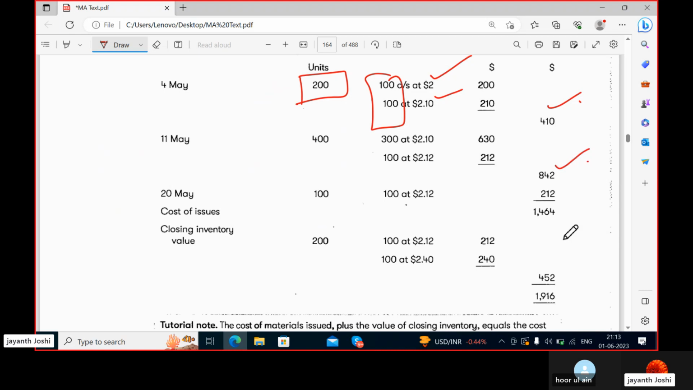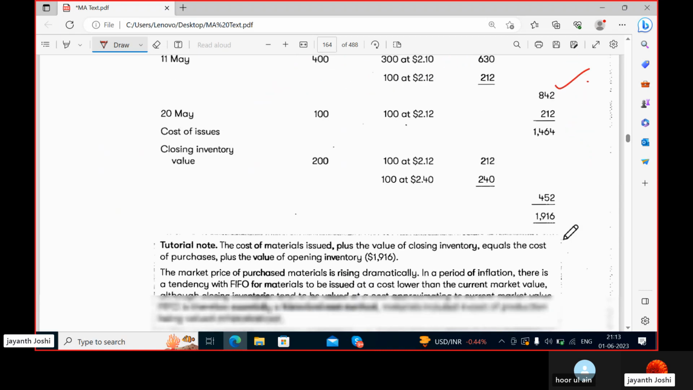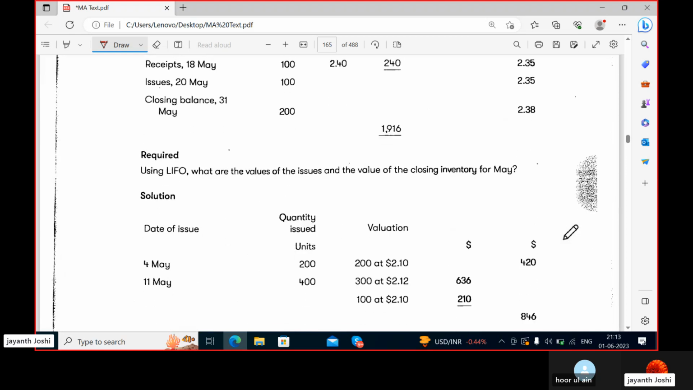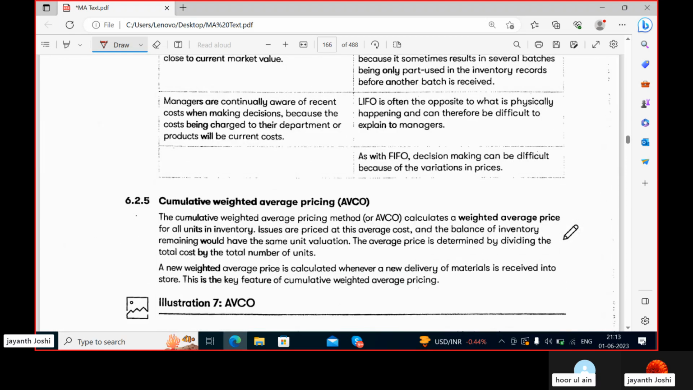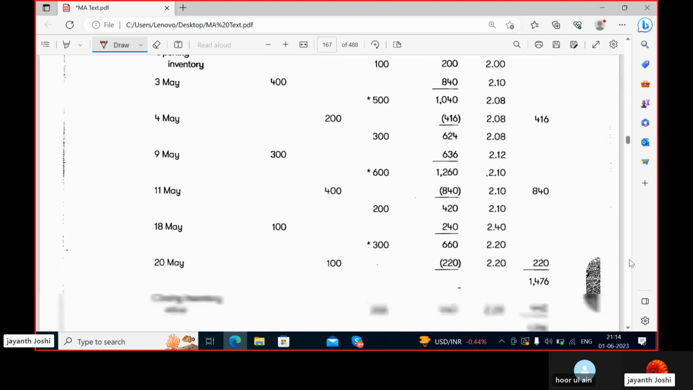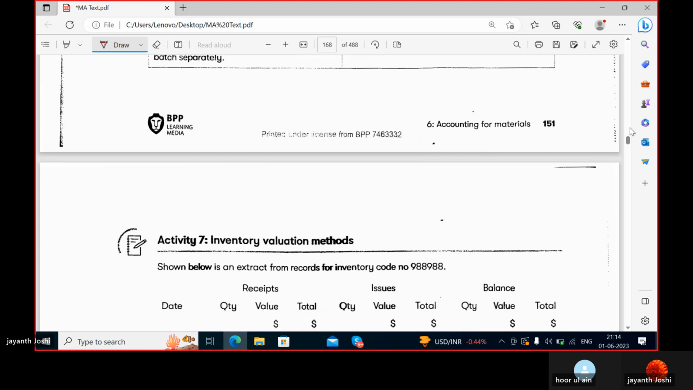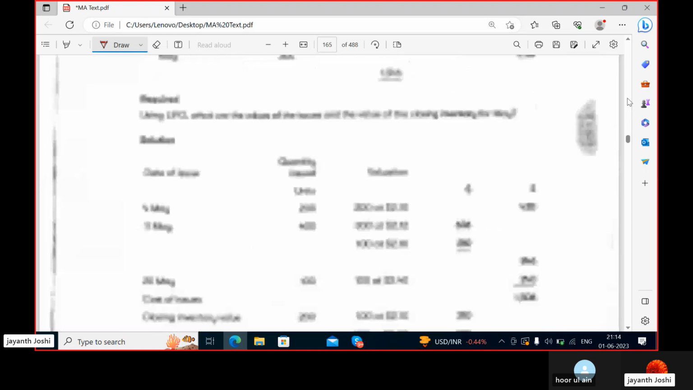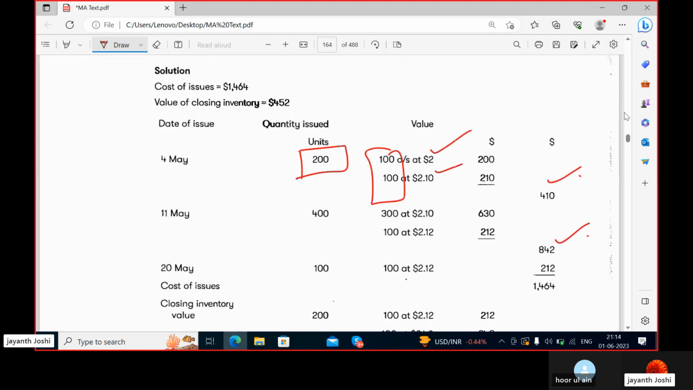Now, this is the same question as in the F3 book. They have just cut, copy, pasted. After explaining this FIFO, I will give you the video of that inventory chapter. You can go through this. Fine. They have just taken the same question.